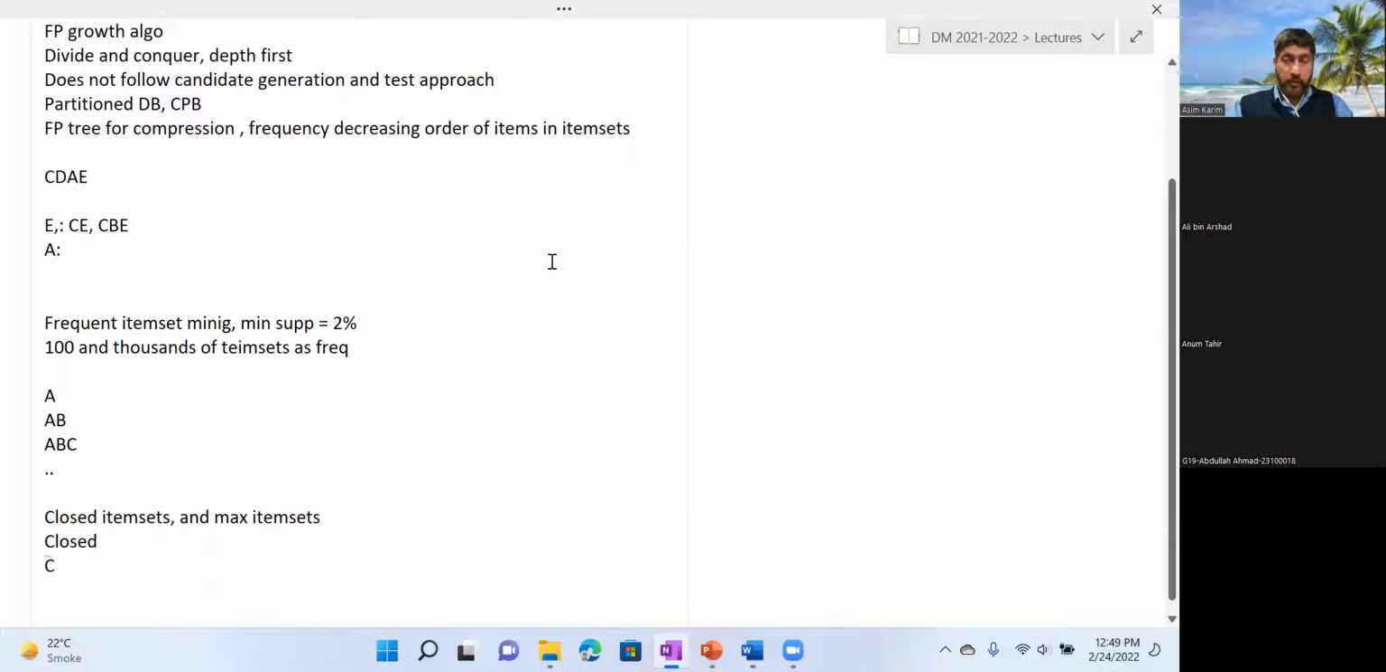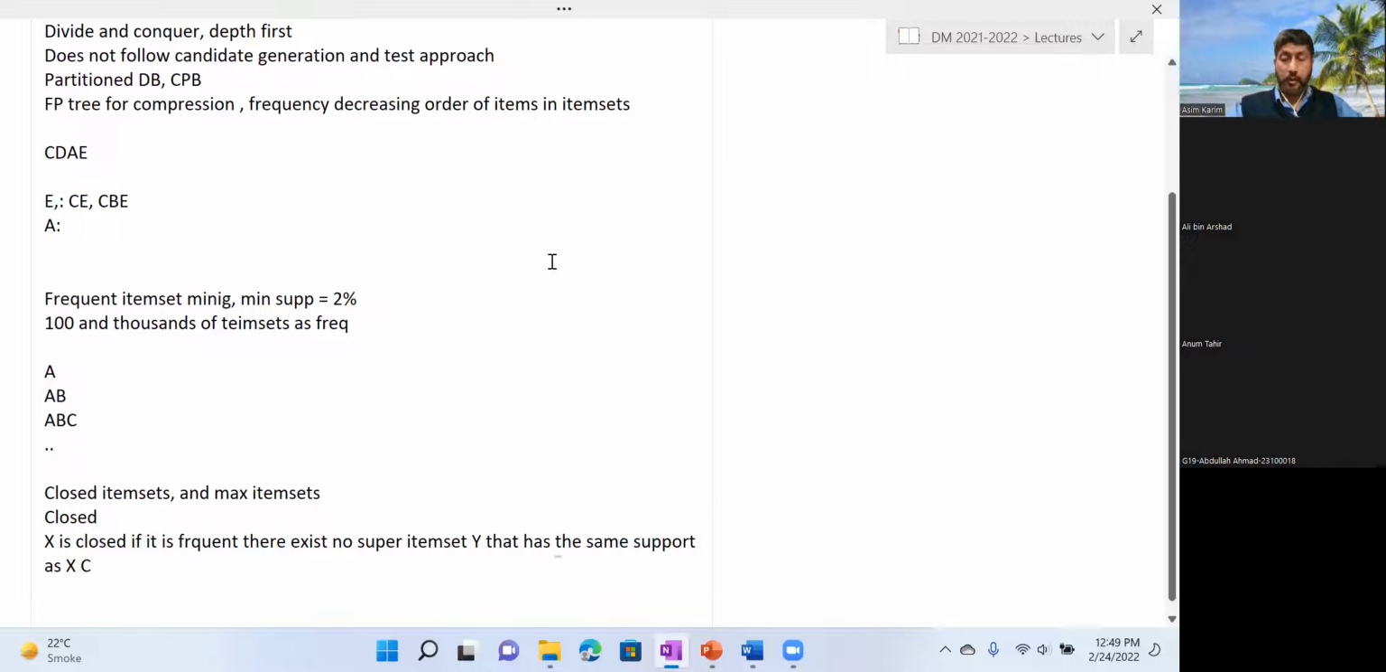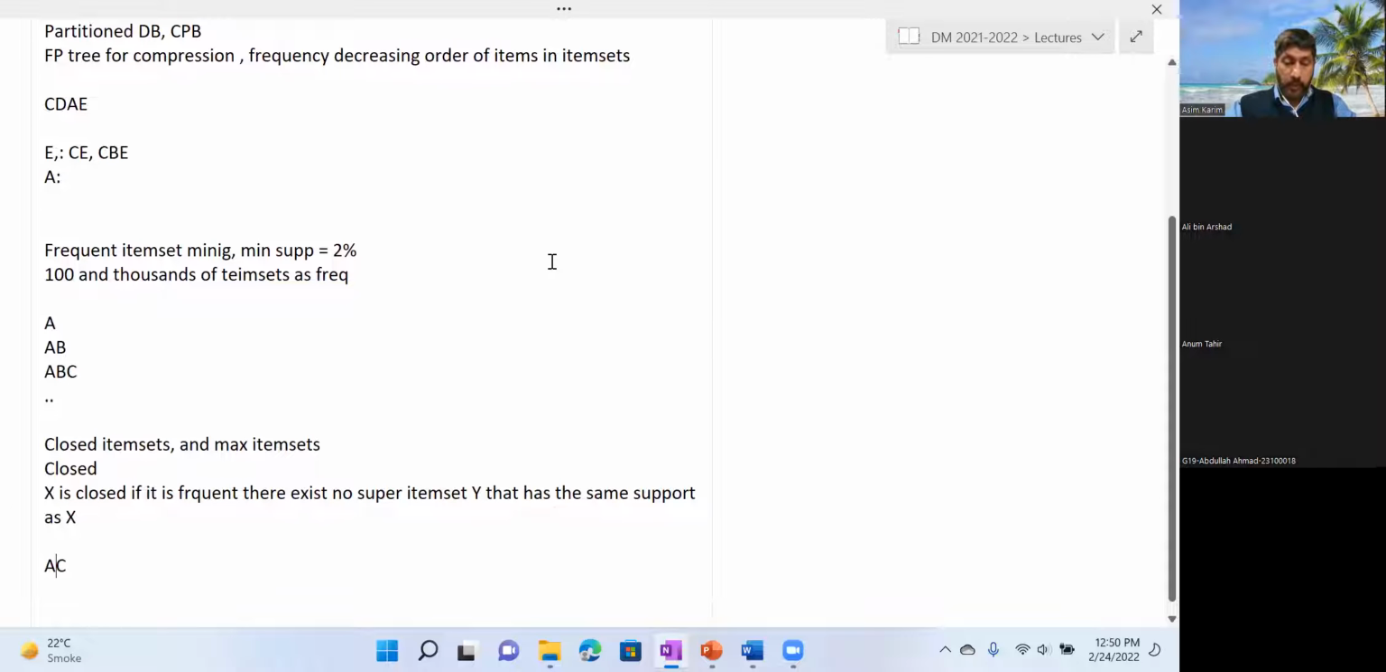The definition is, let's say I talk about an item set X. X is closed if it is frequent, which is what we typically find from an FP growth or Apriori algorithm. And further, there exists no super item set Y that has the same support as X. We'll see a simple example shortly. Let's say we know that AB is frequent, and let's say its support is 5. What are its supersets?